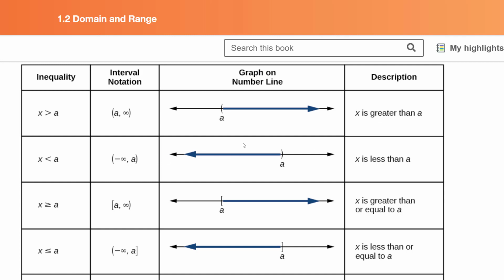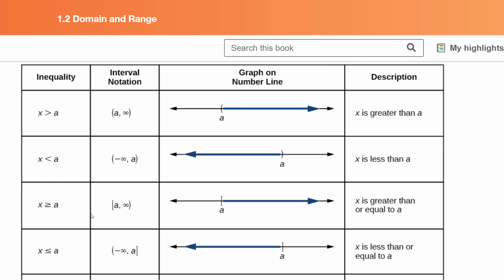Here we go from negative infinity up to A. We always start at the left. We always read to the right when we're doing these because this is mathematics. So negative infinity to A. We don't include A. We also don't include negative infinity. That's what this looks like.